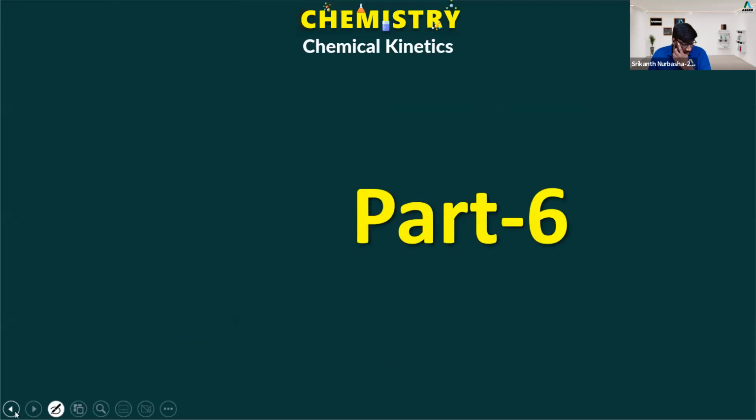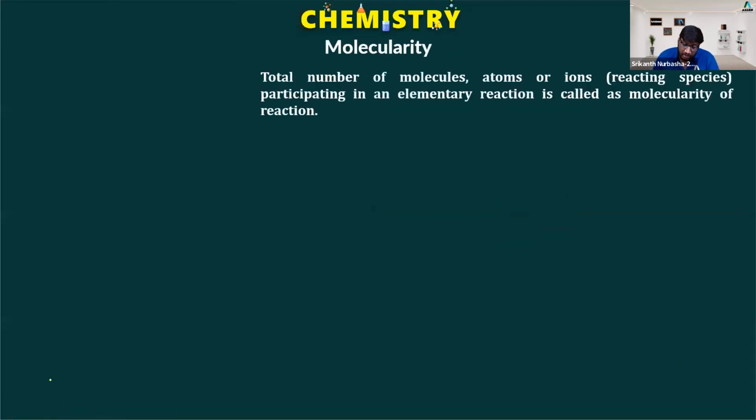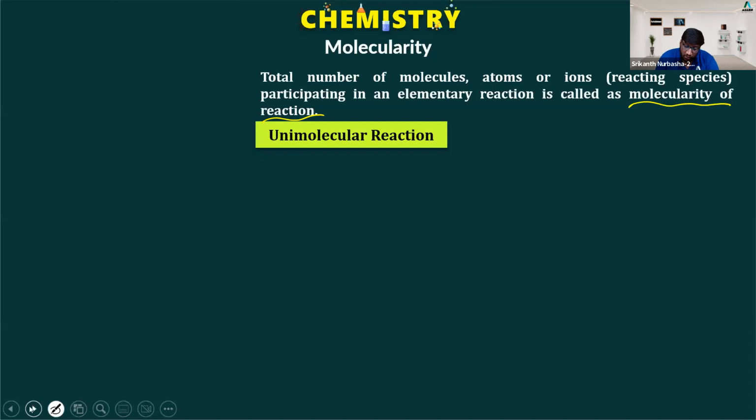So until now we have discussed different types of problems on the rate of reactions. Then comes the next concept known as molecularity. The total number of molecules, atoms or ions, or reacting species participating in an elementary reaction is said to be molecularity. So the number of ions, atoms or species in the elementary reaction is called molecularity. A unimolecular reaction is like NH4NO2 giving rise to N2 plus 2H2O whenever you heat it.